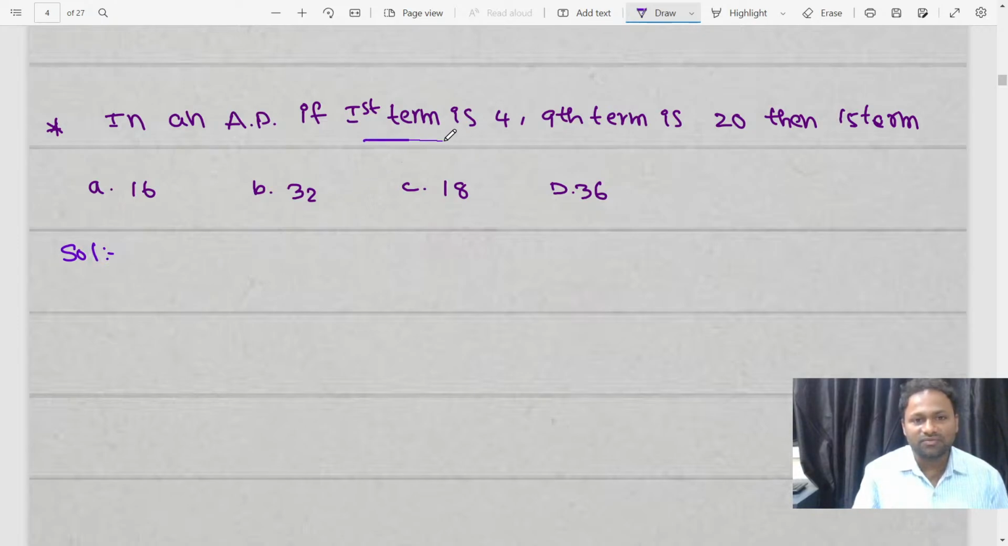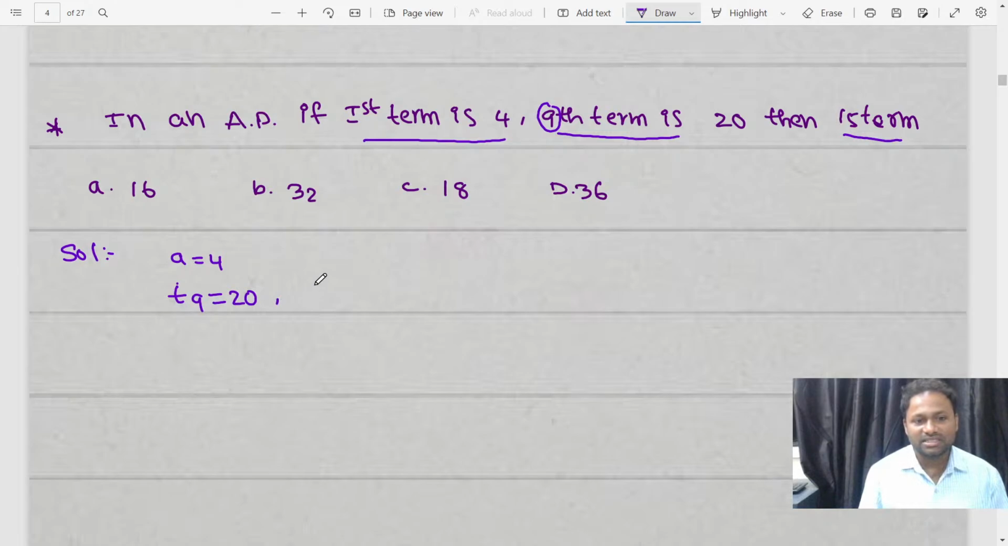First term is given. First term is 4, so A is equal to 4, right? And the nth term is given, here the ninth term. T9 is given: T9 is equal to 20. And here we need to find the 15th term.